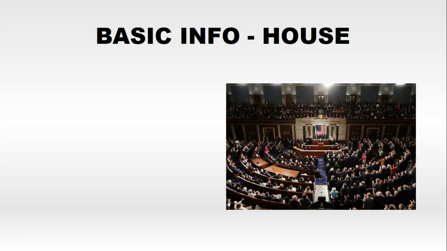So let's now look at some of the basic information surrounding the House. A lot of this should be review for us. If you are a representative in the House, you are reelected every 2 years. You have a 2-year term. There are 435 members in the House. That number has not changed since 1913.